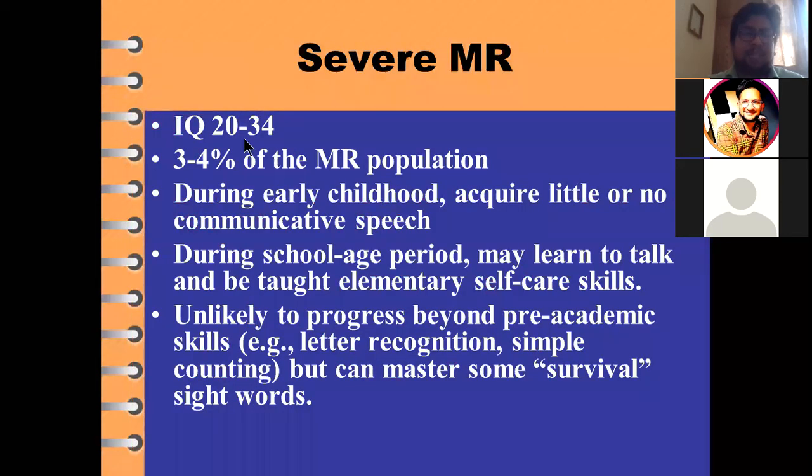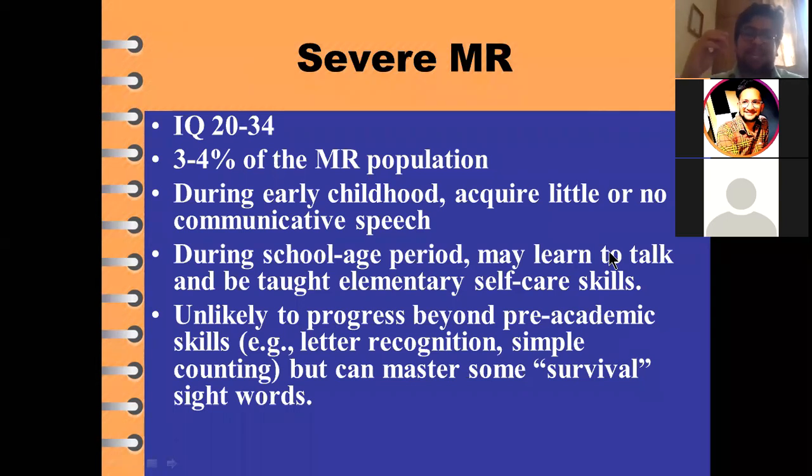The IQ level will be 20 to 34, and they usually make up 3 to 4% of the total MR population, and they don't know how to speak. They have little or no communicative speech. They don't know how to express their emotions verbally. They cannot ask for their needs verbally. If they want food, they cannot ask the mother for that food by speaking.